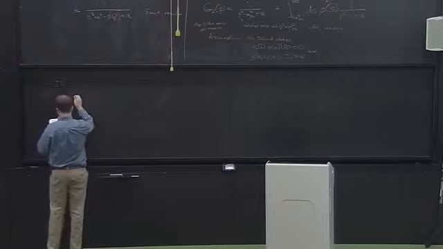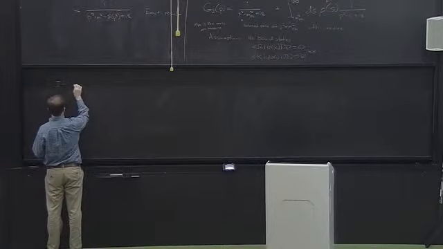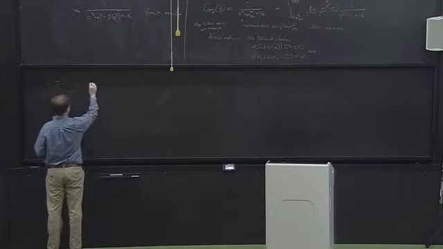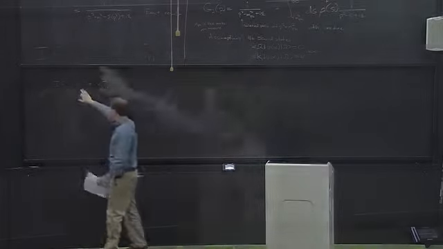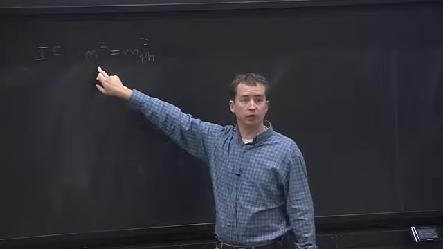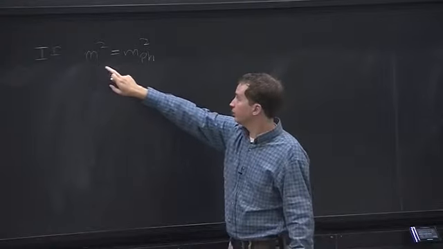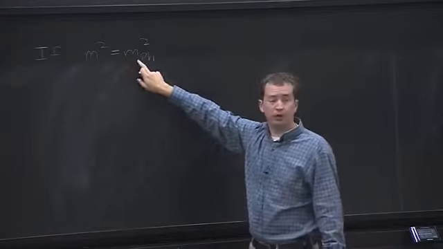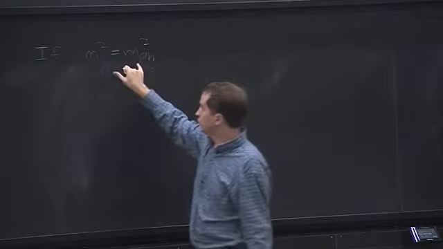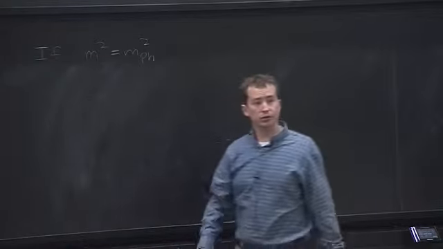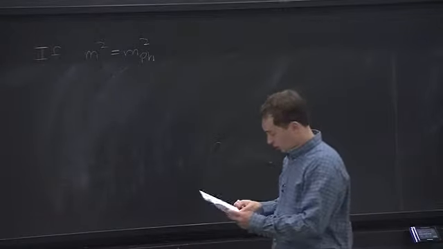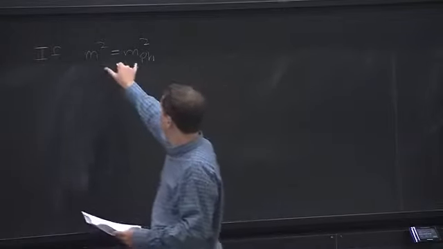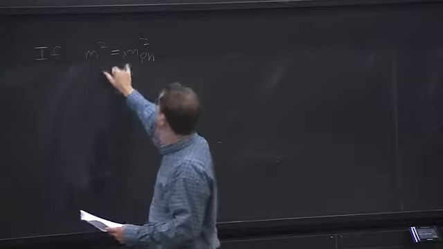We can make one more choice to make our life simple. We can set m squared equal to m physical squared. This is the mass that shows up in our Lagrangian mass parameter. This is the mass we measure. It's certainly a consistent thing to do to set them to be the same.